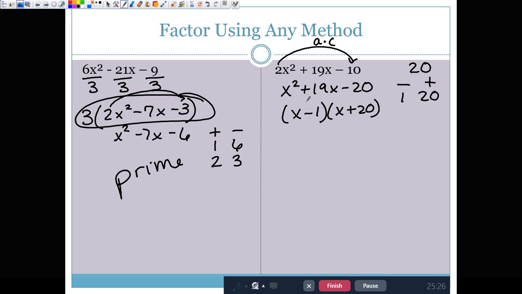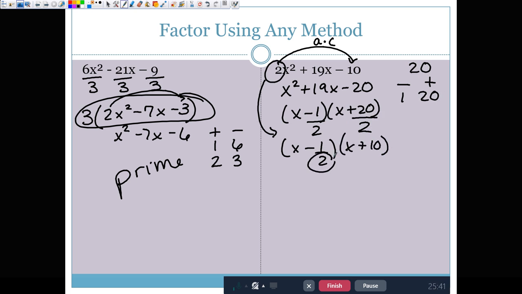Then I take my original a and make it my denominator. And then reduce. So this one cannot reduce, but this can. Then my denominator becomes my coefficient. 2x minus 1 and x plus 10.